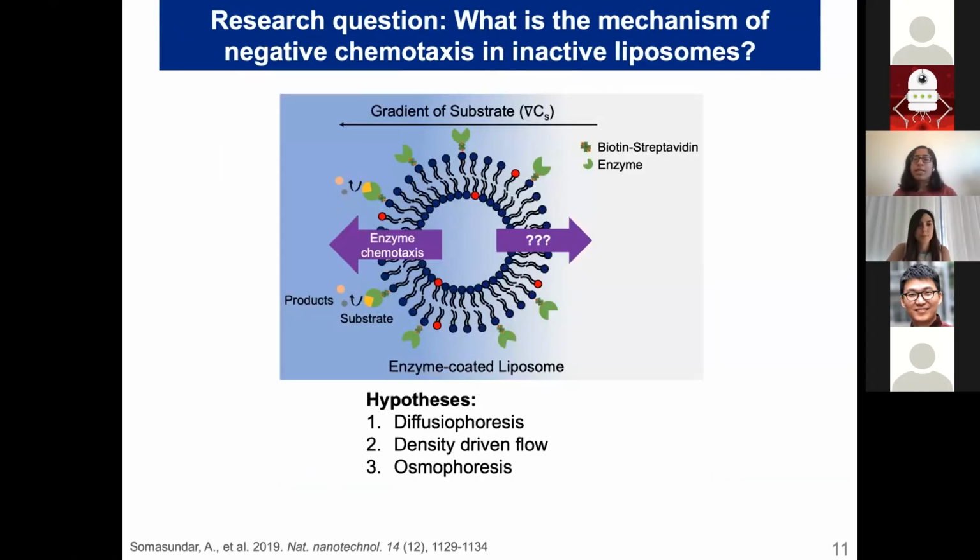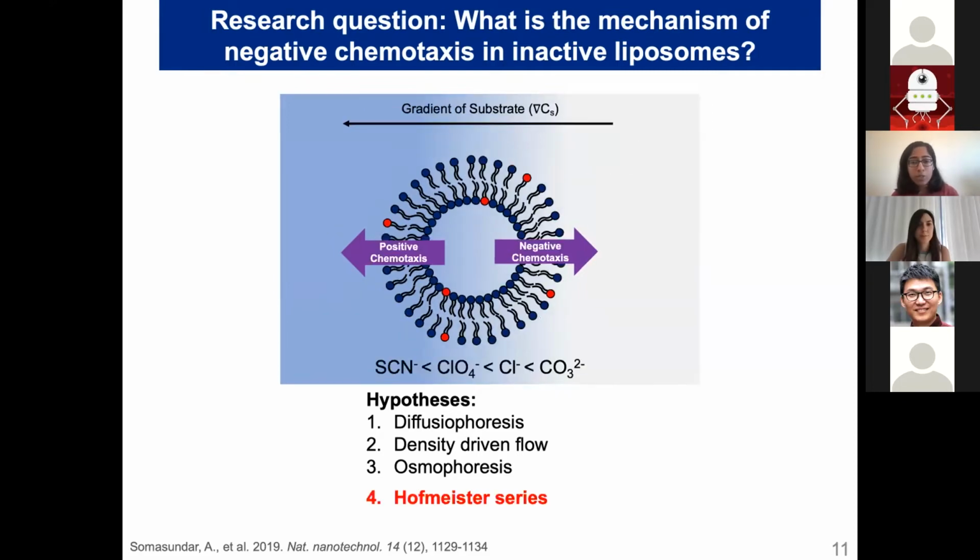And that brings me to the next part of my talk, where we try to find out what exactly is the mechanism of negative chemotaxis in inactive liposomes. So for the rest of the talk, I'm going to concentrate on inactive liposomes in gradients of solute. To answer this question, we had a number of hypotheses that are listed here. I'm going to go through them one by one and show you that we were able to rule out 1 to 3.